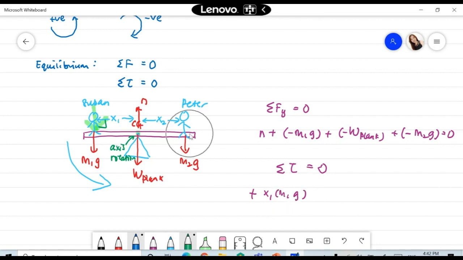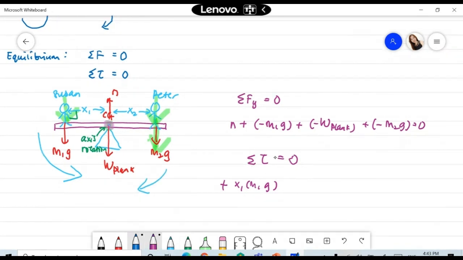The other one is Peter. The weight of Peter is m2g, which is directed downward. The axis of rotation is at this point. The force due to Peter tends to rotate in this direction, and therefore the sign convention of the torque will be negative. R is x2, the lever arm is x2, and the gravitational force is m2g. The sum is equal to 0.